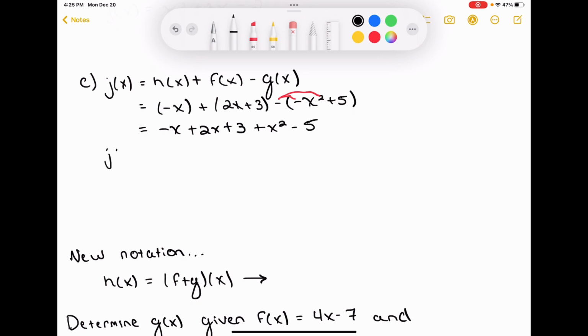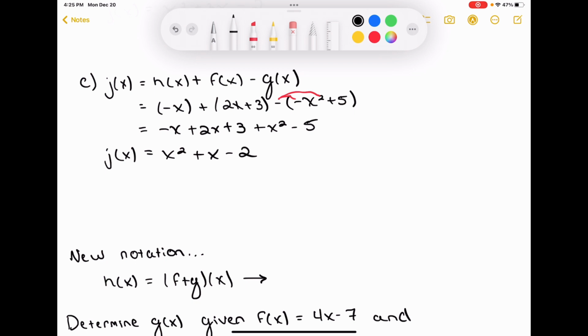So then therefore we get g of x is equal to, we only had one x squared, negative x plus 2 is just x, and then positive 3 minus 5 gives us negative 2. And we have it fully simplified. Now let's just focus on some new notation here.